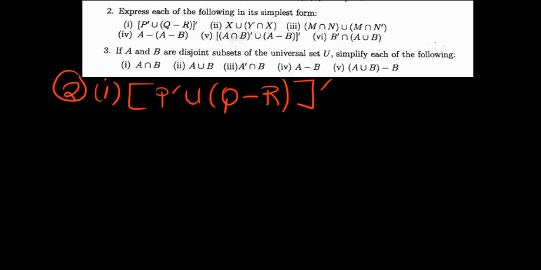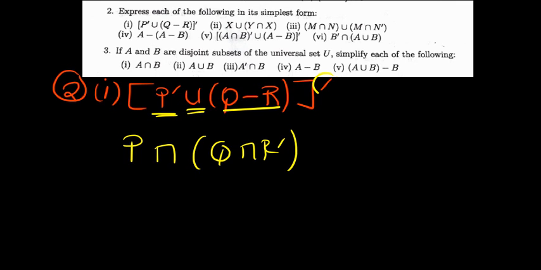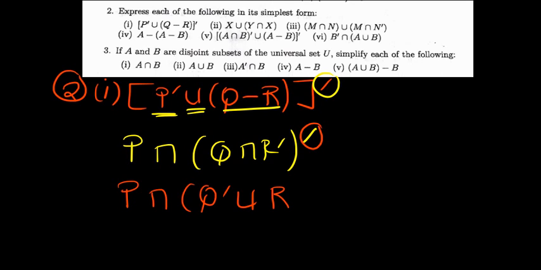So let's distribute the complement that is outside to what is inside. The P complement will become P. The union will become intersection. Q minus R will become Q intersection R complement. Now this complement is distributing to everything inside, so it will also apply to the bracket. So we have P intersection. We can still distribute this complement to whatever is inside. Q becomes Q complement, intersection becomes union, and then R becomes R complement.